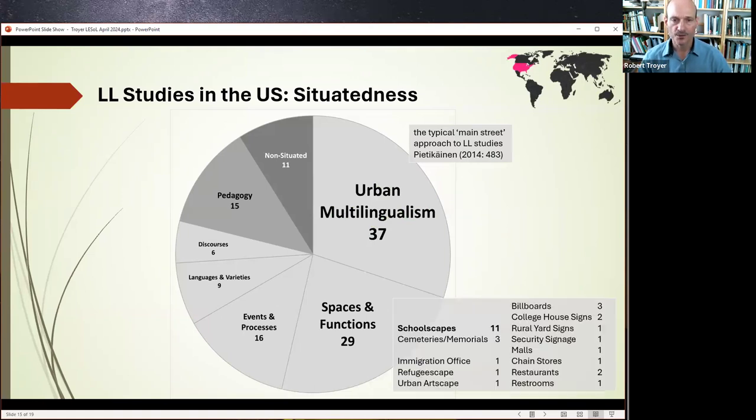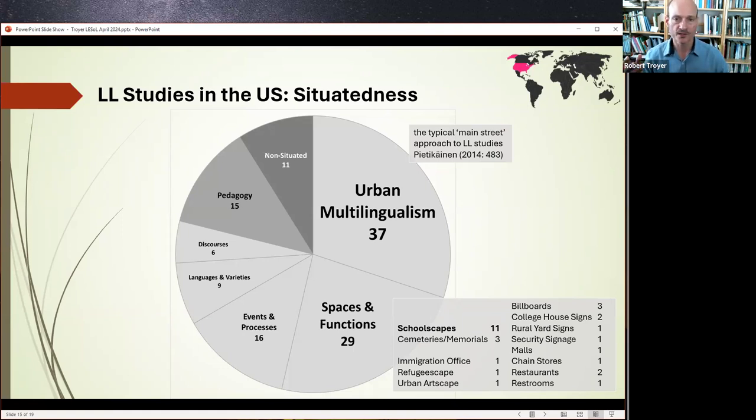After that, I was a bit more interested in particular spaces and functions, where the linguistic landscape researcher was addressing a very specific context within a larger geographical area. One of the really growing areas in the last 5 or 6 years in linguistic landscape studies has been schoolscape studies. And one of my articles is in this category. So I studied the 5 schools in the local school district, 3 elementary schools, a middle school, and high school.